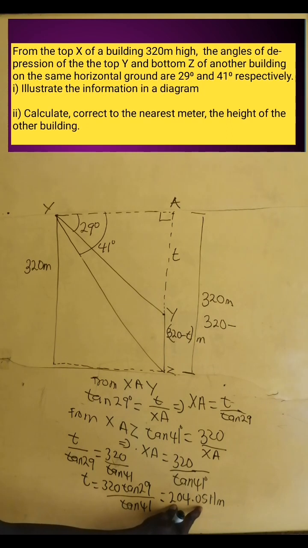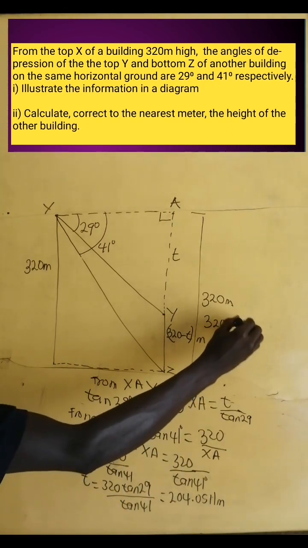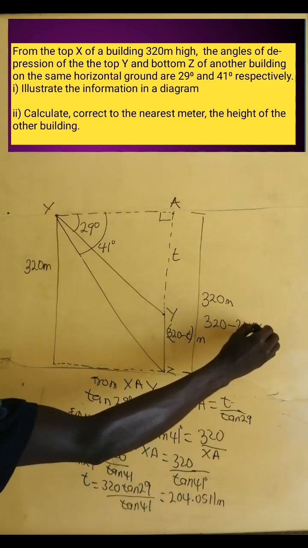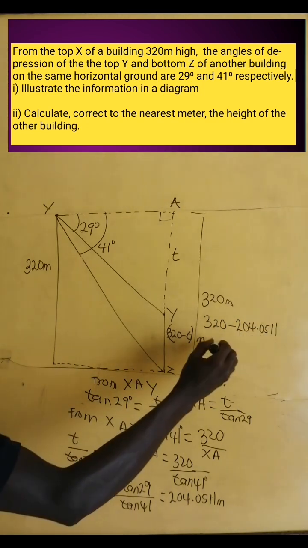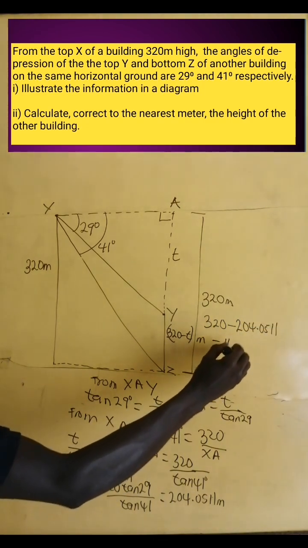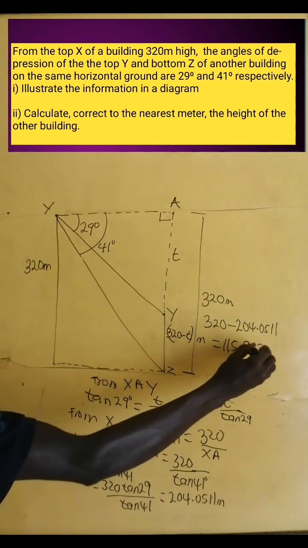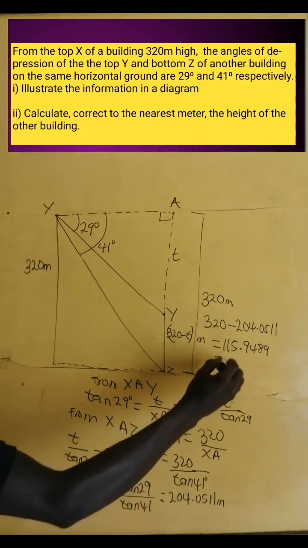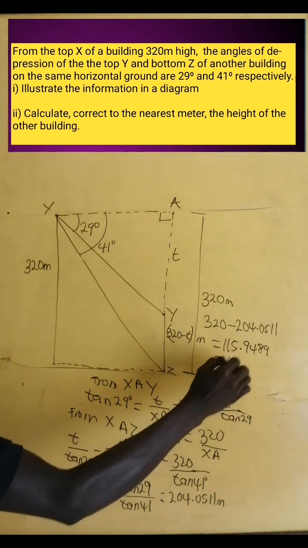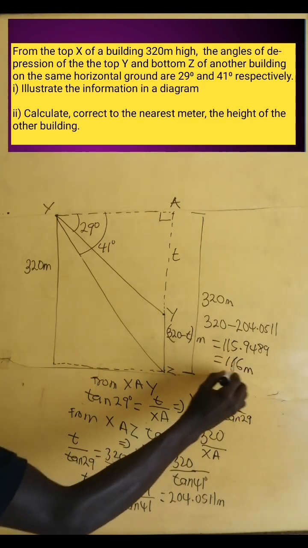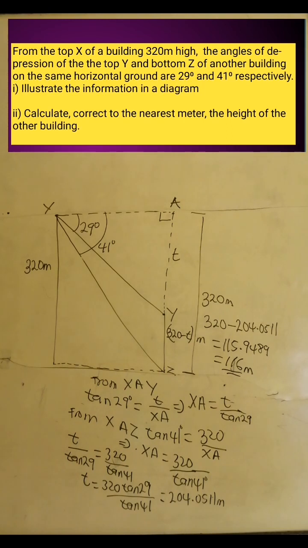Now, we need this part, that is the height of the other building. So we take 204.0511 from 320 and write our answer to the nearest meter. So this gives 115.9489, which approximates to 116 meters.